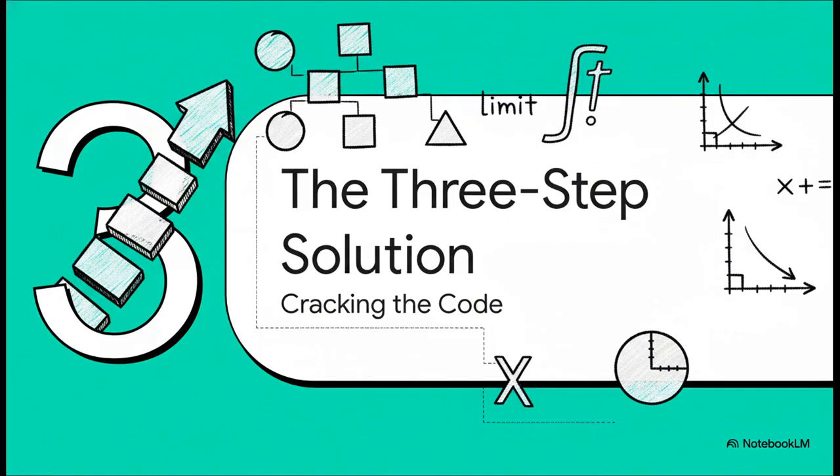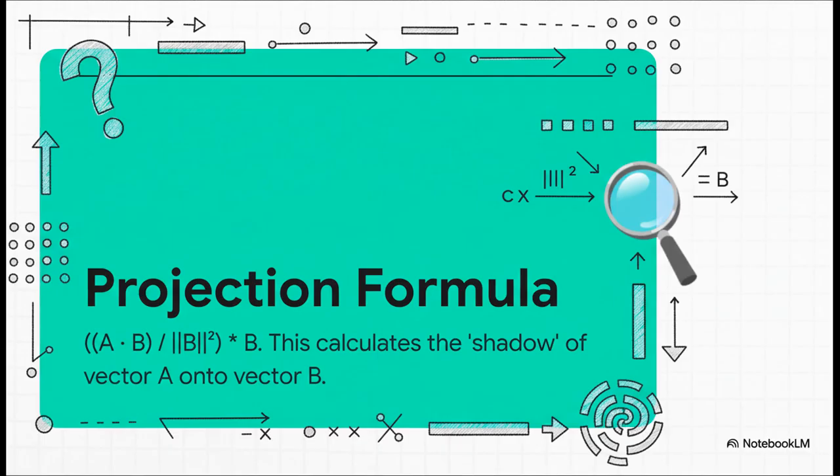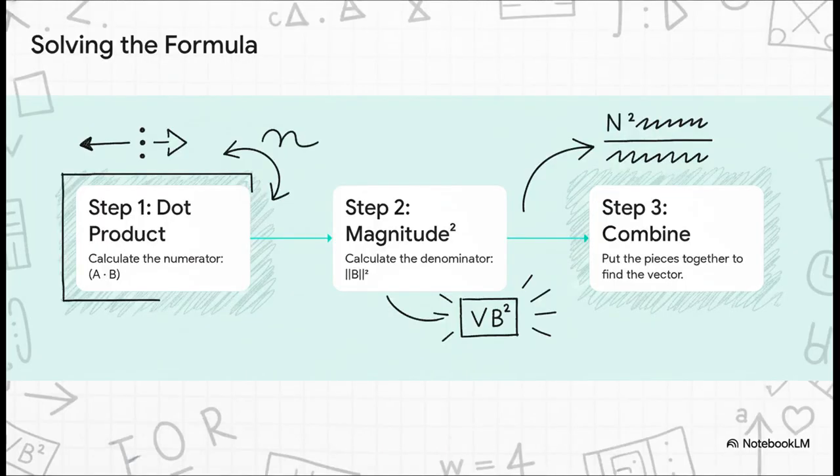Okay, so now that we get the idea, the whole shadow concept, let's see how we turn that idea into an actual step-by-step solution. So here it is, the official formula. And yeah, I know it looks a little scary with all the weird dots and bars, but trust me, we're just going to break it down into tiny, manageable pieces. We're going to solve this thing in just 3 easy steps. First, we'll figure out the top of that fraction, then we'll figure out the bottom, and finally, we'll just stick it all together to get our answer.